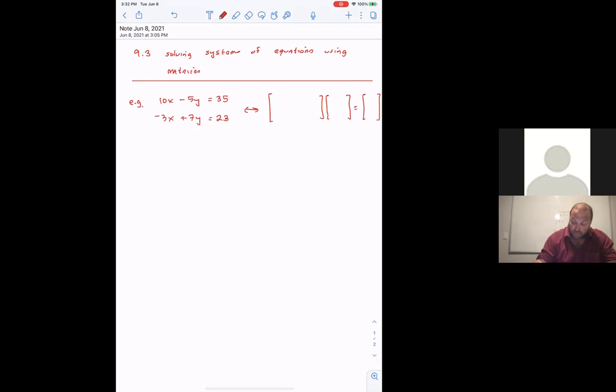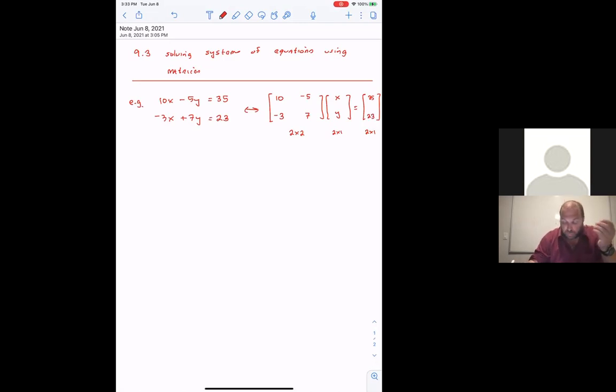And we'll see why or how. So the numbers in the 2x2 matrix, because two equations, two unknowns, are the 10 in front of the 10x, the negative 5 in front of the negative 5y, the negative 3 in front of the negative 3x, and the 7 in the 7y. The first 2x1 matrix here is just your two variables x and y, and the matrix on the other side is the two numbers 35 and 23.